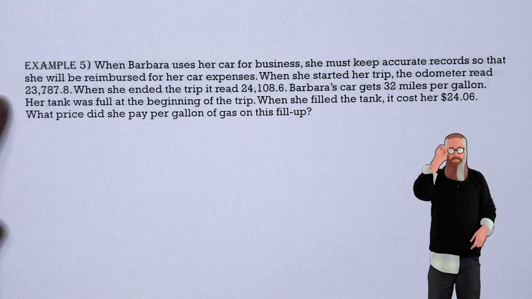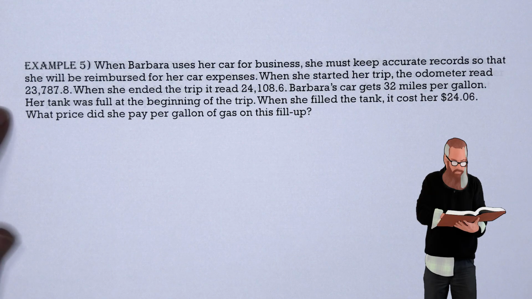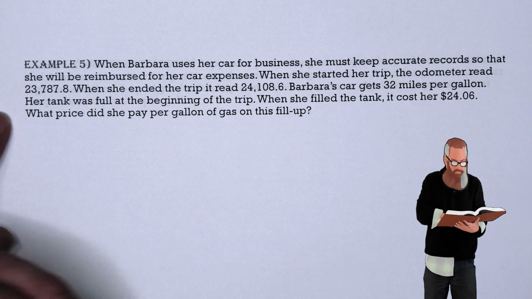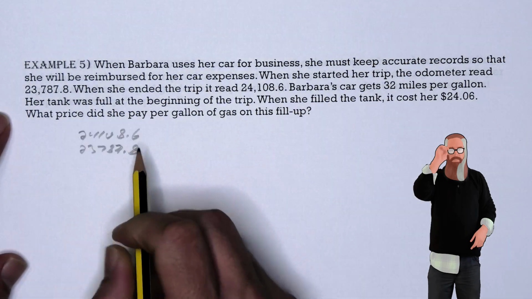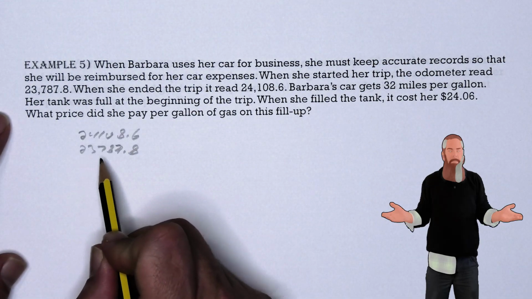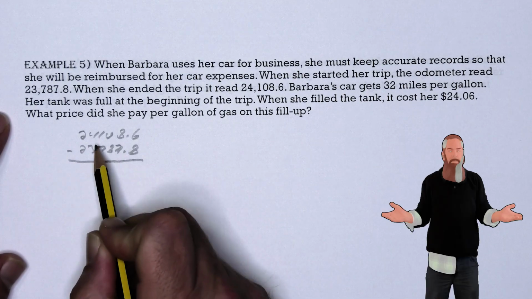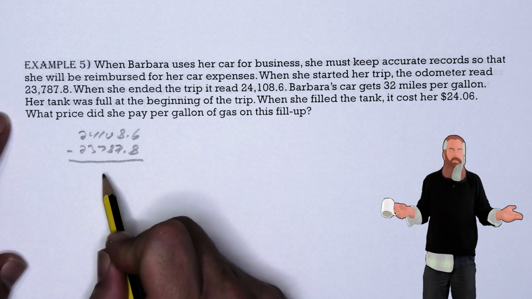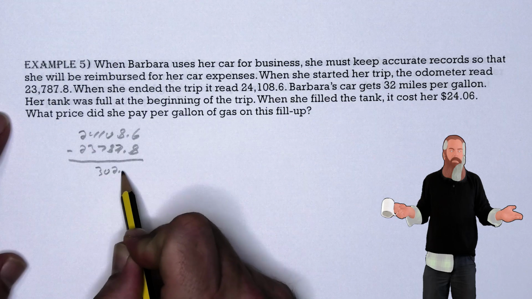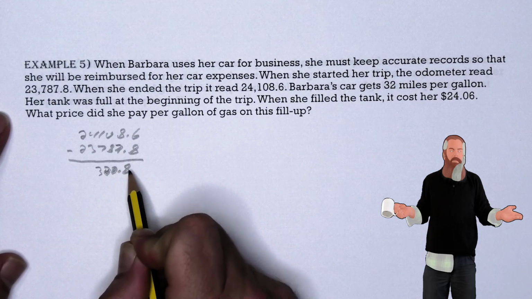What price did she pay per gallon of gas on fill-up? Begin by computing the distance Barbara traveled. Find the difference between her ending and her beginning odometer reading. This means subtracting 23,787.8 from 24,108.6 to get a 320.8 mile trip.